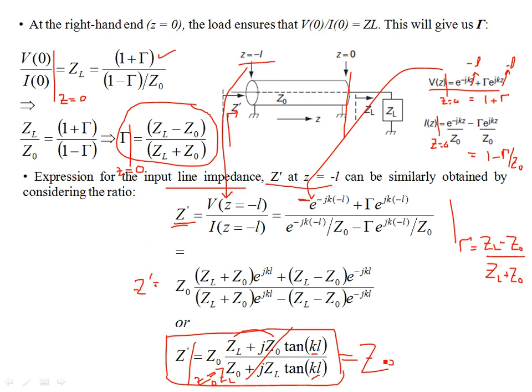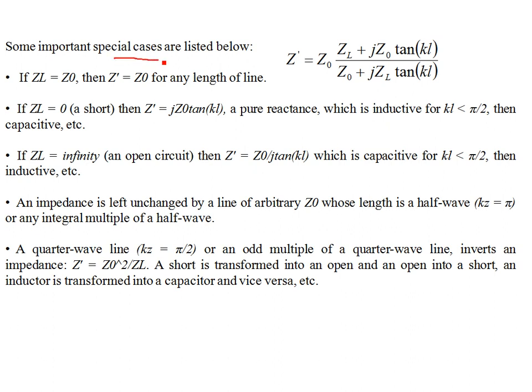For Z naught not equal to ZL, you know that the input impedance at any point on the transmission line is a function of small z. You see this impedance is space related. It has the argument in terms of the electrical length of the transmission line. So at any point, if this is the case, then there is no reflection, so Z prime is Z naught. There are some special cases associated with the input impedance of the transmission line. If ZL equals Z naught, Z prime is Z naught for any length of the line.